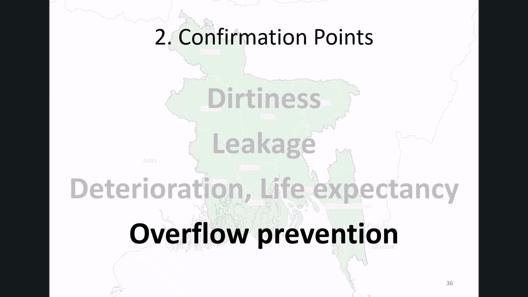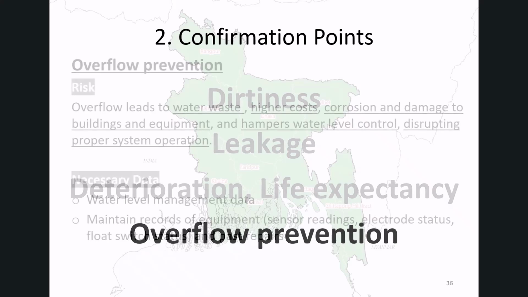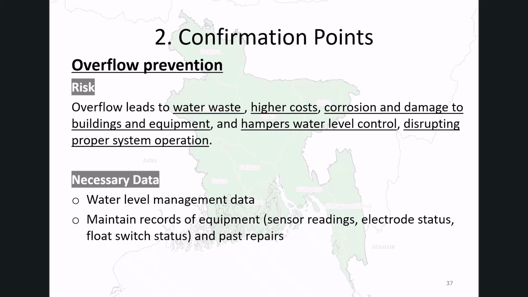The next confirmation point, overflow prevention. When water overflows from a tank, it can cause losses in production costs, deterioration of the structure, and disruptions to water supply. To diagnose overflow issues, it is necessary to review water level management data as well as maintenance and operation data for equipment such as water level sensors.